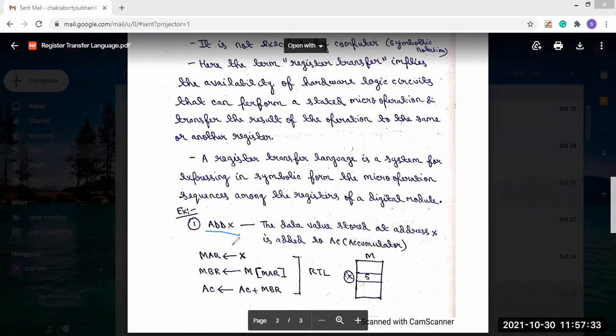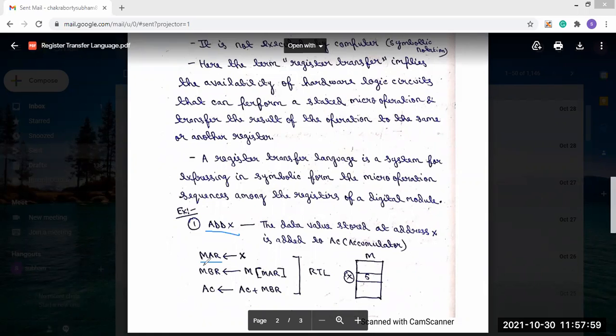If we use it, then we will write X tends to MAR. Now, what is MAR? MAR is the memory address register. We know that memory address register is a special type of register which stores the address. That means X is the memory location's address.